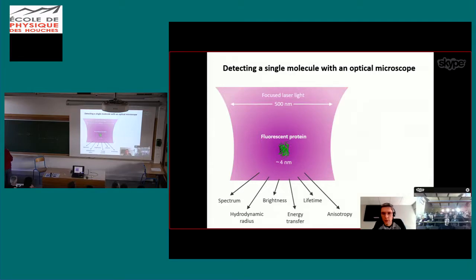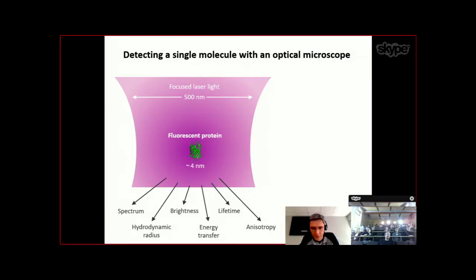Detecting a single molecule with an optical microscope was a complete dream in the 80s. Then it became feasible in the beginning of the 90s. And now it's routine since the early 2000s. For many of you, I guess that detecting a single molecule with the optical microscope is not a big deal. It's a difficult experiment, but you do it routinely in many, many labs.